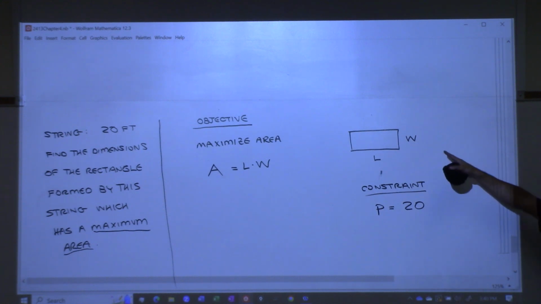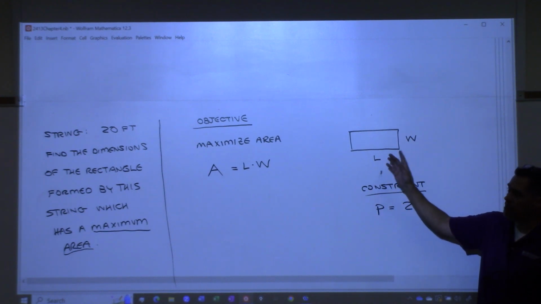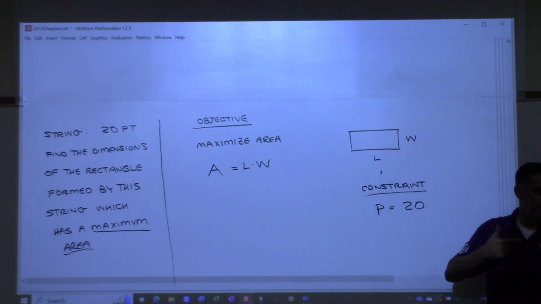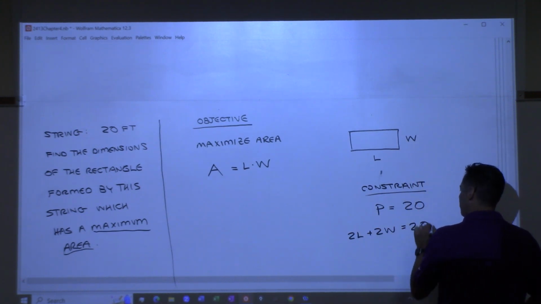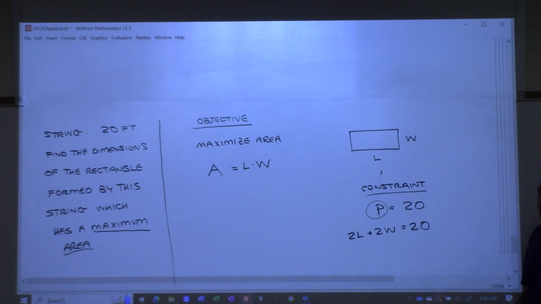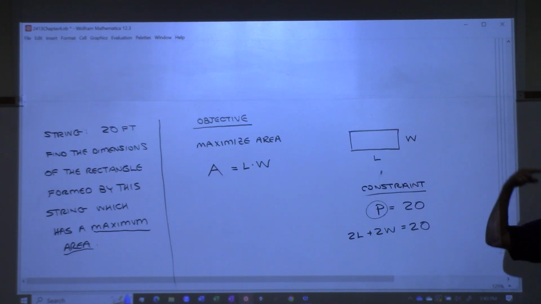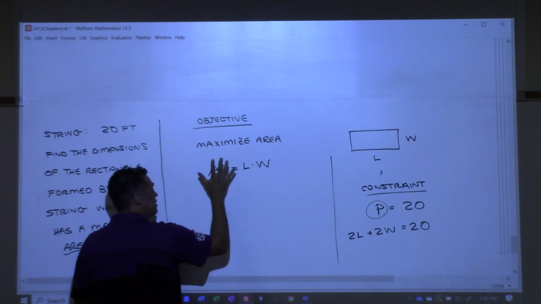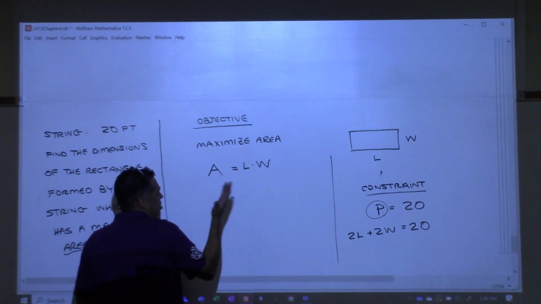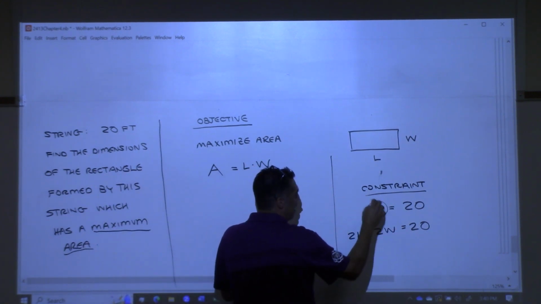But what is the perimeter of that? By definition, what is the perimeter of this in terms of L and W? 2L plus 2W, right? 2L plus 2W must equal 20. So all I'm doing is rewriting perimeter in terms of what it is, right? To go around this thing, you'd have to go 2L's plus 2W's. So the objective, the thing I'm trying to maximize, is here. And right now I can't do any calculus because I have two variables. I needed to get to one variable. The constraint allows me to create an equation.